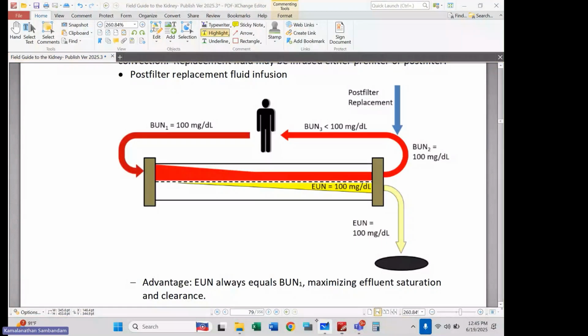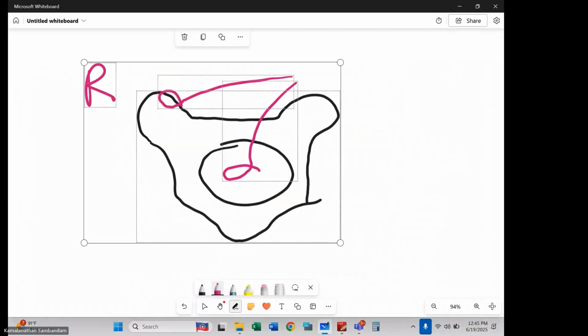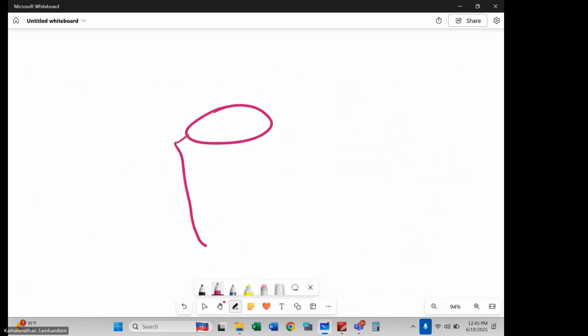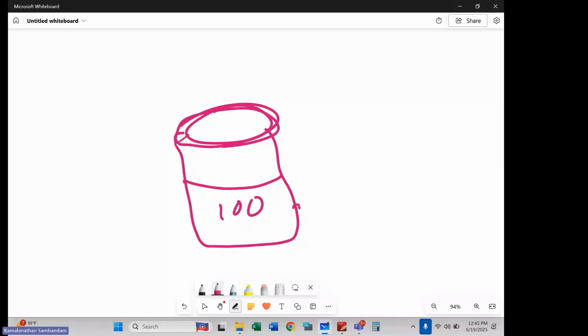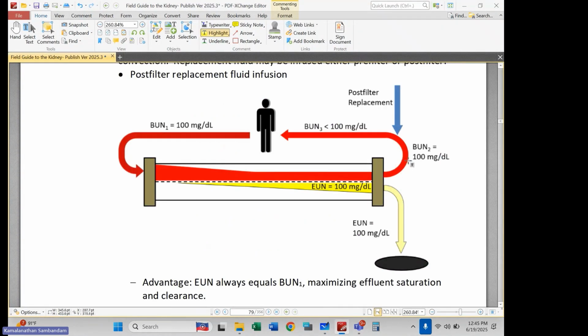So this is akin to taking a bucket. All right, I often use this analogy. The concentration of urea in that bucket is 100, right? And I simply poke a hole in this bucket. Urea leaves the bucket, yes, of course, but the concentration of urea doesn't change when I remove water at an equal proportion, right? The concentration is still 100. So that's what's happening across this circuit. The way that urea concentrations actually drop is the addition of replacement fluid, okay?